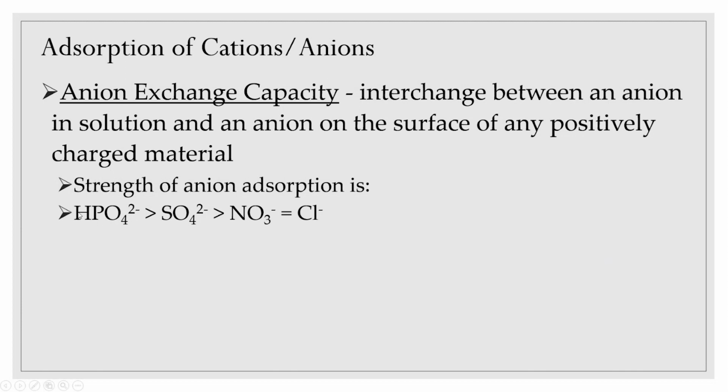And so here again, we have another kind of lyotropic series, except this is now for our anions. So we need both cation and anion exchange capacity in order to hold on to all of the nutrients that we need to supply our plants with.